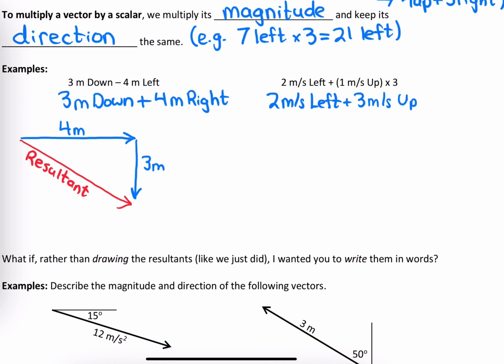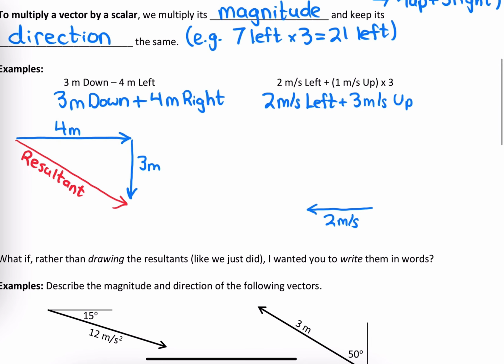Okay, so we're now at a point where I just have two vectors that are being added together. I know how to draw that out, so let's do it. This time I'll just do it in the order they're given. So 2 meters per second left. And then plus, so I'm putting these head to tail, 3 meters per second up. There we go. And my resultant goes from start to finish.